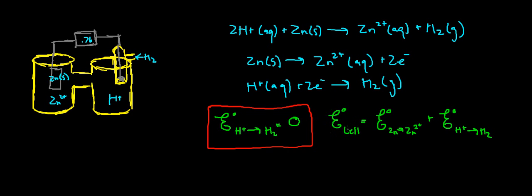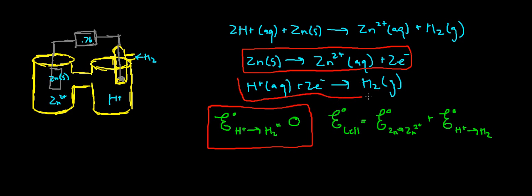So to give an idea of how this works, the electrical potential of the cell of this example will be the sum of all of the electrical potentials of what's going on in here. So it'll be the sum of this half reaction and this half reaction. This, as said, is equal to 0. So that means that this is equal to 0.76 volts.